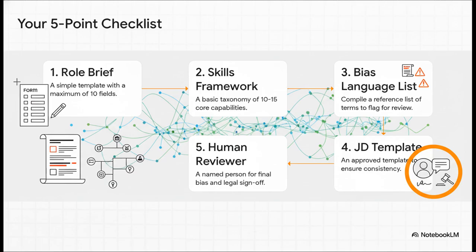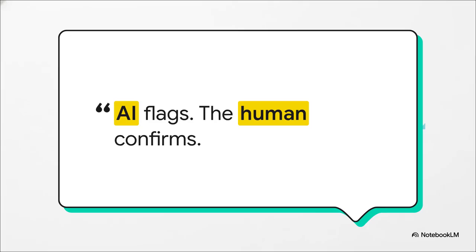And finally, number 5, and this part is absolutely non-negotiable, a named human reviewer who is responsible for that final legal and bias sign-off. And this right here, this is the core mantra for this entire process. You need to remember this. The AI is an incredible assistant. It flags potential issues, it suggests improvements, it provides that essential structure. But the final decision, the context, and all the accountability, that always remains with a human expert. The AI flags, the human confirms.